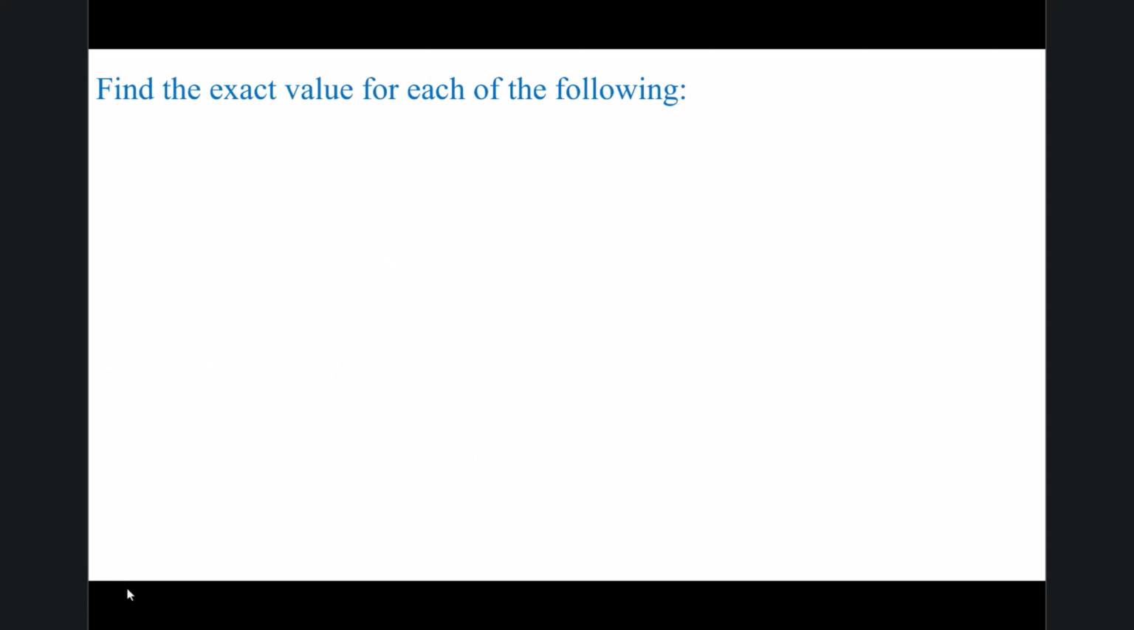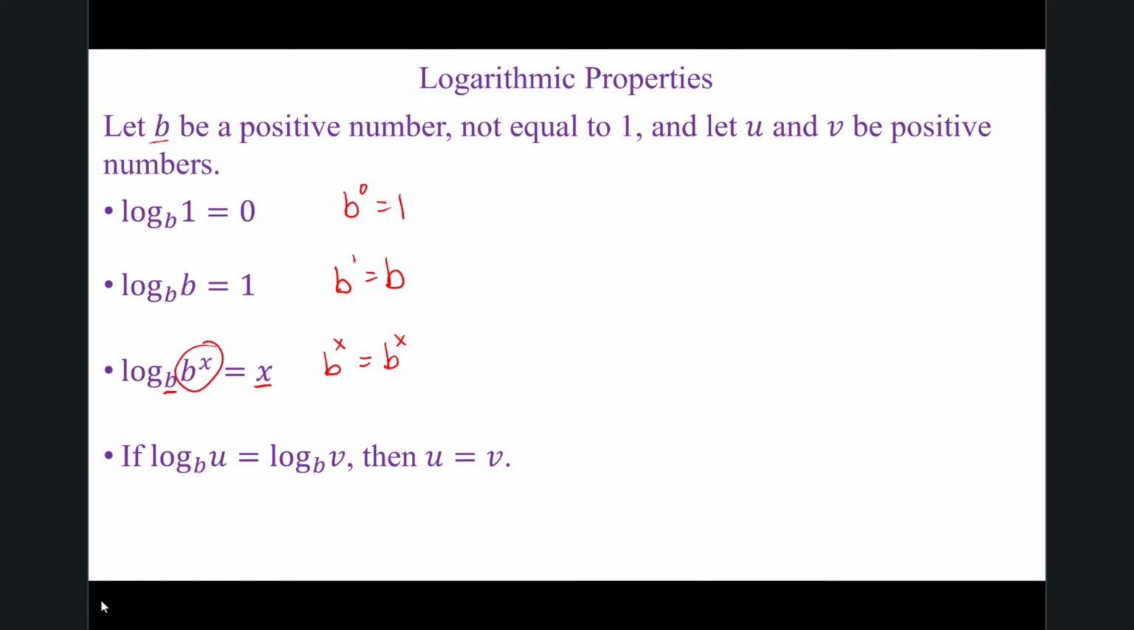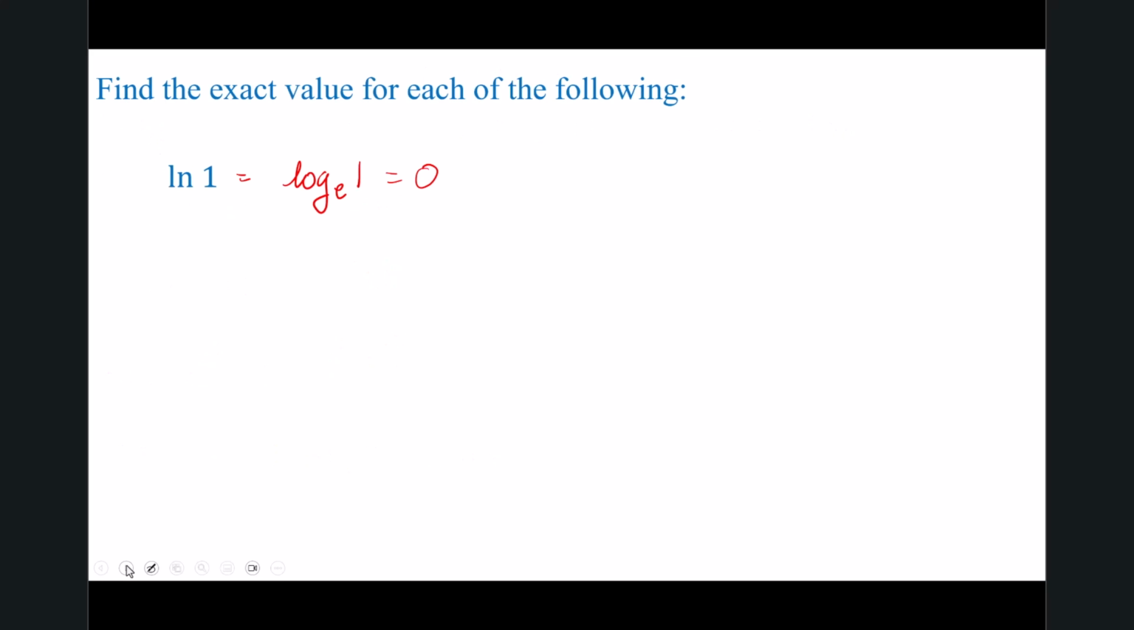So let's find the exact value for each of the following. Natural log of 1. Let's think about what this means. If I have natural log of 1, that's the same as the log base e of 1. So e to what power equals 1? Well, e to the 0 power equals 1. And like we said on the previous slide, the log of 1 in any base gives us 0.